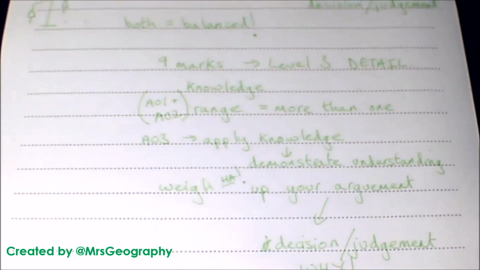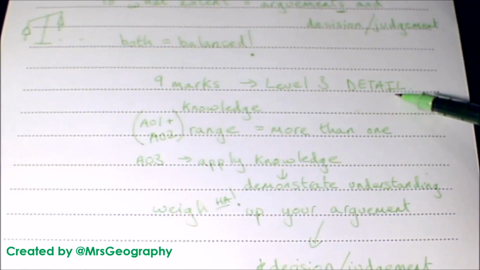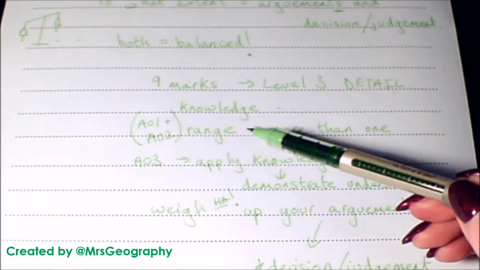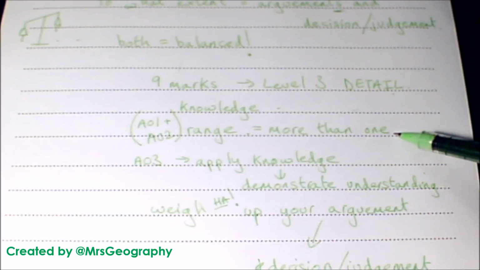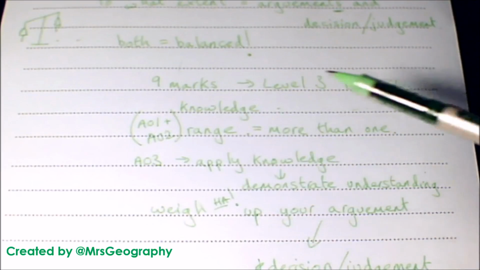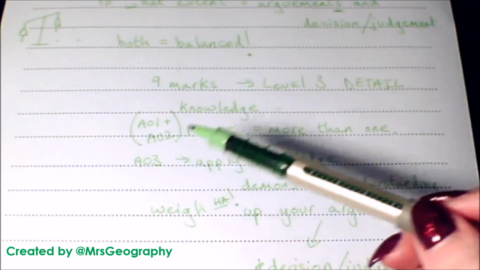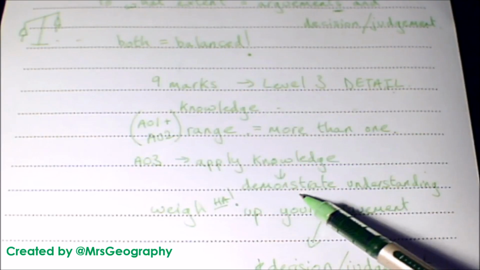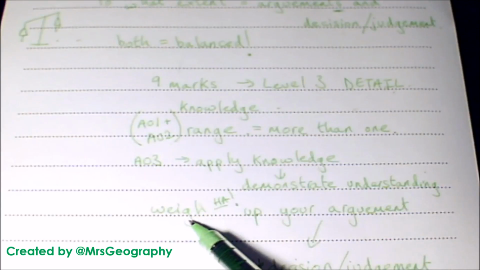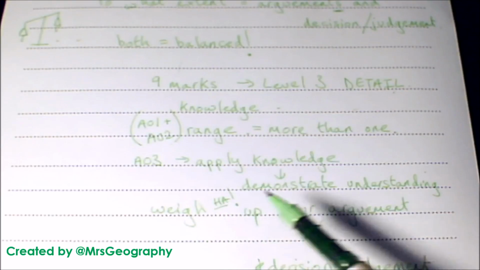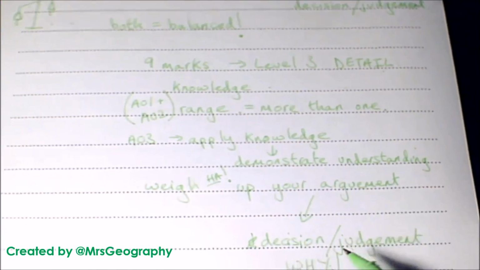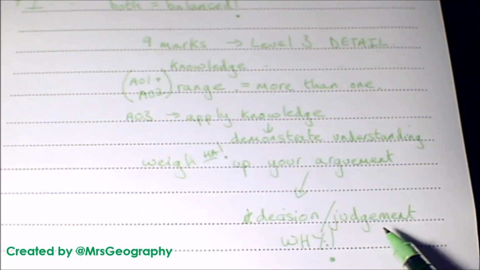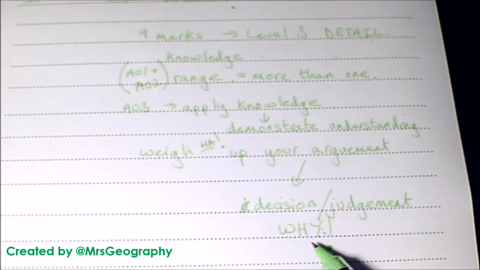So 9 marks, level 3, detail. We've got to give knowledge, a range of information, so more than one opportunity and more than one challenge. That would be AO1 and AO2. For AO3, we've got to apply knowledge, we've got to demonstrate understanding, we've got to weigh up your argument, therefore make a decision, make a judgment, tell the examiner why you came to that decision, even if it's just a sentence.